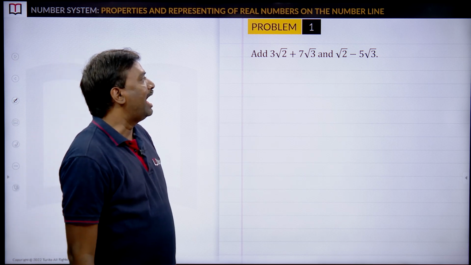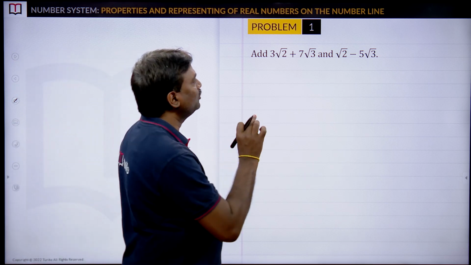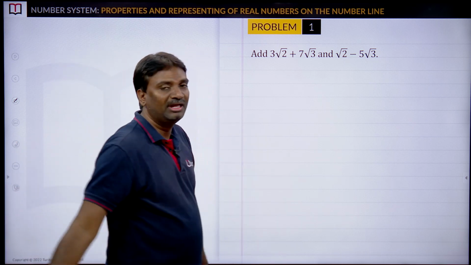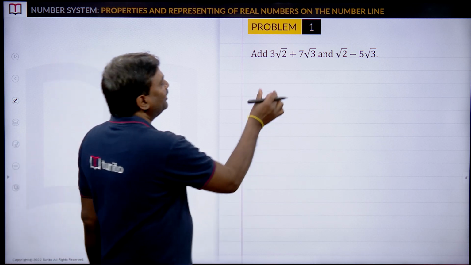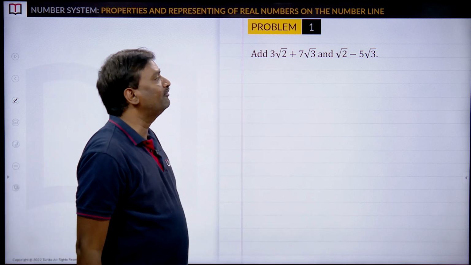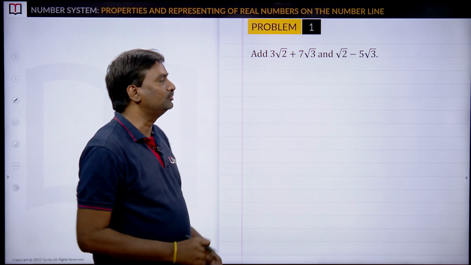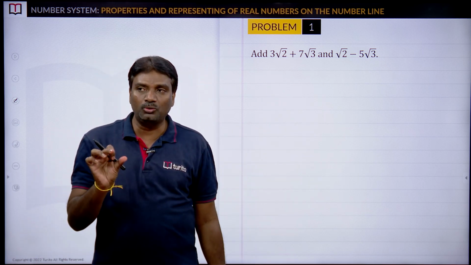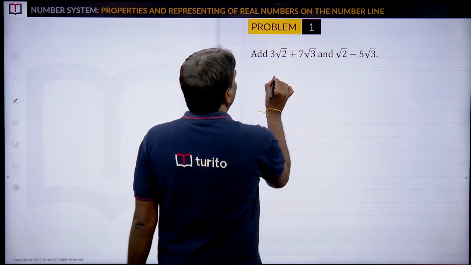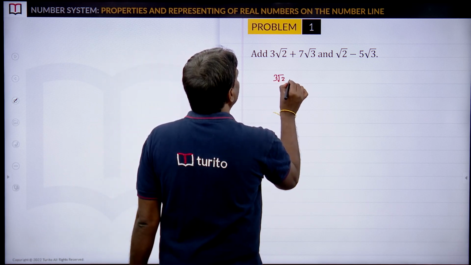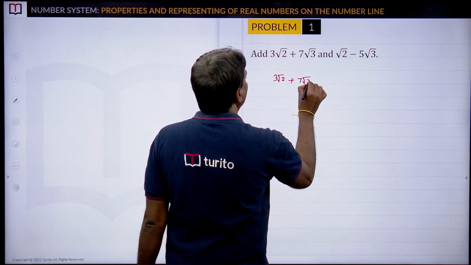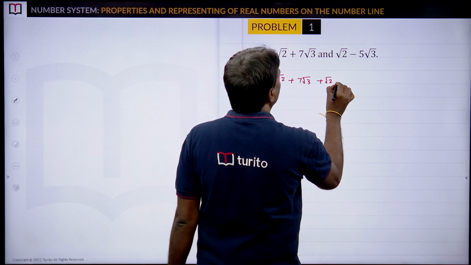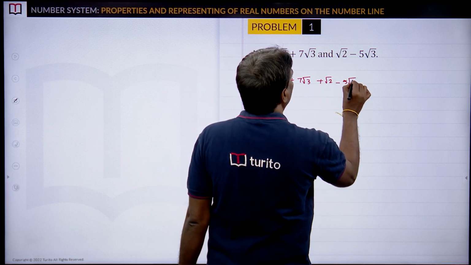Now, problem number 1: add 3 root 2 plus 7 root 3 and root 2 minus 5 root 3. Here we have two real numbers. First one is 3 root 2 plus 7 root 3. Second one is root 2 minus 5 root 3. We have to add these two real numbers. Adding is nothing but taking the plus sign between the given two real numbers: 3 root 2 plus 7 root 3 plus root 2 minus 5 root 3.